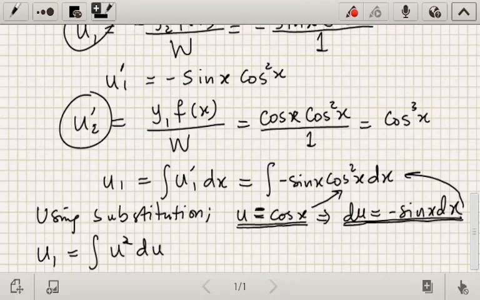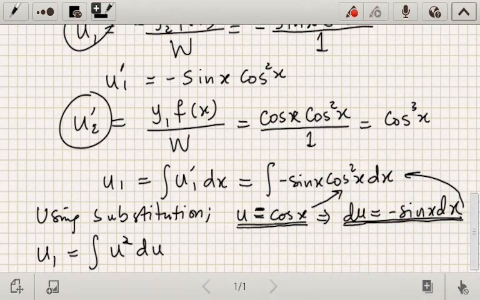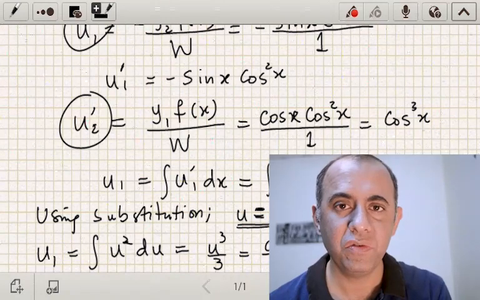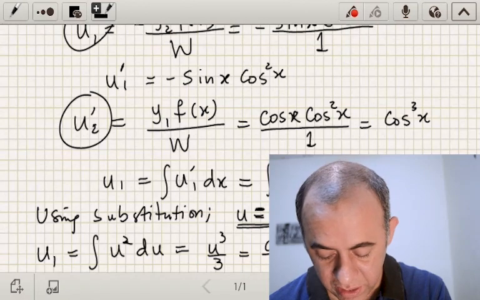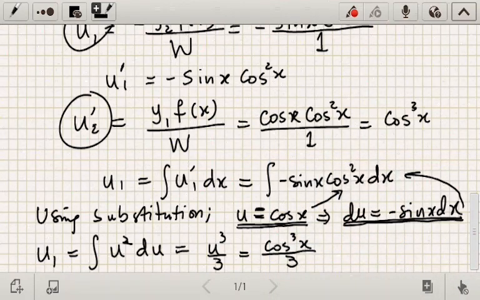I hope you can see how we made the substitution, what we used to substitute into the equation, and I hope it's much clearer to you now. So the integral will be u cube divided by 3, and we take back the substitution and we land with cos cube x divided by 3. So here we've got the value of u1, which is cos cube x divided by 3. Now we will have to integrate u2 prime, which is probably not that difficult.